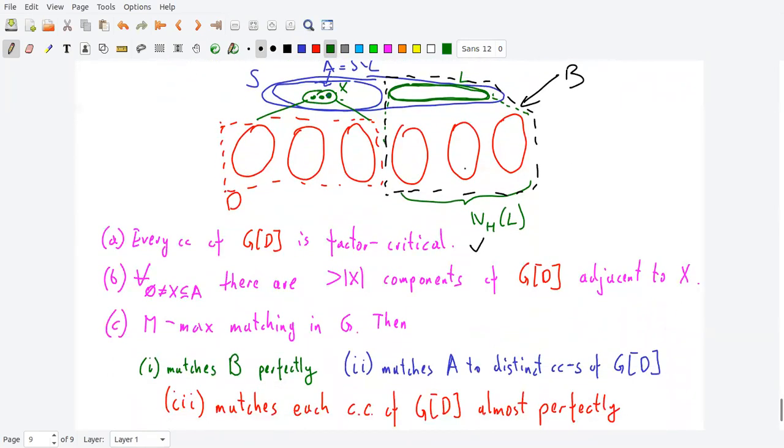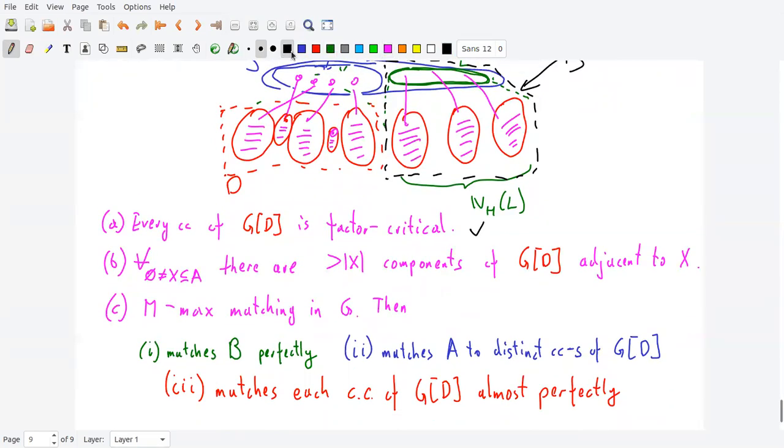And finally, the structure of the maximum matchings in the graph is apparent from our proof of the Tutte-Berge formula and our analysis that we had before. If I have a maximum matching in G, it must look like this: L is matched to those components that neighbor L. And here I've got a perfect matching, so indeed B is matched to itself perfectly. Then A, these guys must be matched to different connected components of D, in order to have maximality. And in every connected component of D, I need to have an almost perfect matching, leaving one vertex that is either matched to S or left unmatched. And this concludes the proof of Gallai's theorem, the Gallai-Edmonds decomposition.